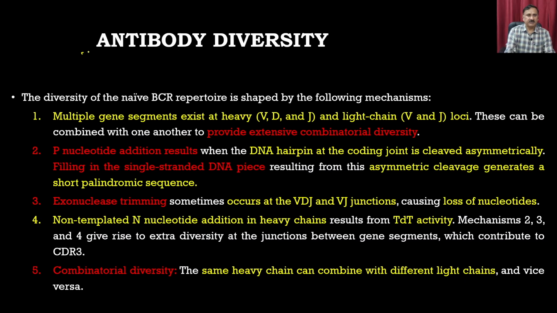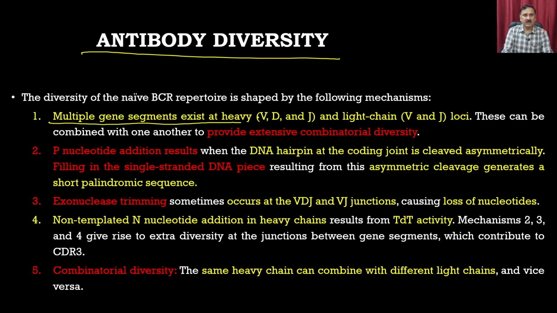Now, antibody diversity, right? So you basically have different types of antigens. You have antigens which are derived from bacterial sources. You have antigens derived from viral sources. You have antigens from fungus, cancer. You have so many antigens, right? And accordingly, you should have different types of antibodies. So how are we producing the different types of antibodies? Multiple gene segments exist at the heavy chain, which are called V, D, and J.